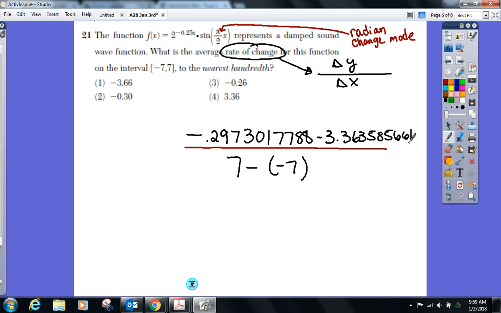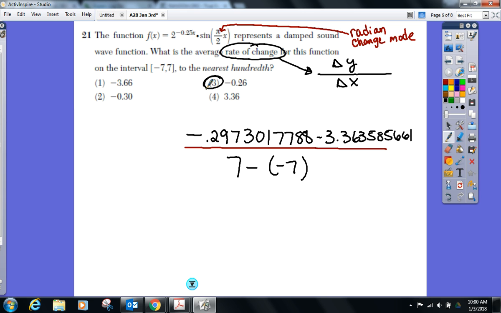Where are we getting these numbers? Are we matching, first of all? When I plug in 7, that's what I got. When I plug in negative 7, that's what I have here. Down here, you get 14. I divided them, about negative 0.26 when I round. Where are we going in the calculator? Make sure, if you kept pi over 2, make sure it's in radians. If you change it to 90, make sure it's in degrees.